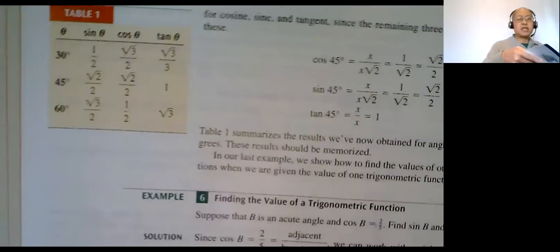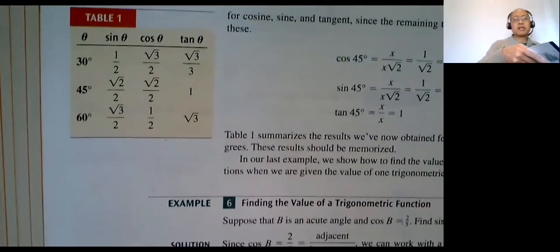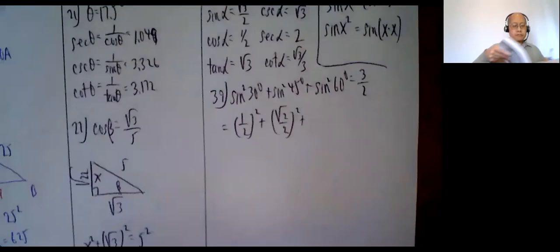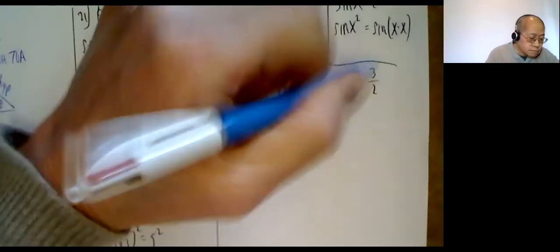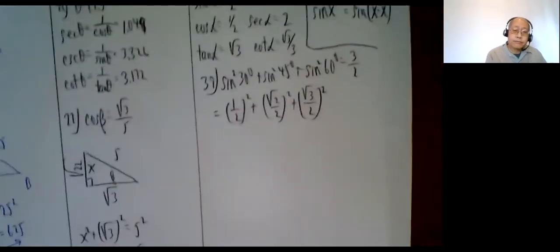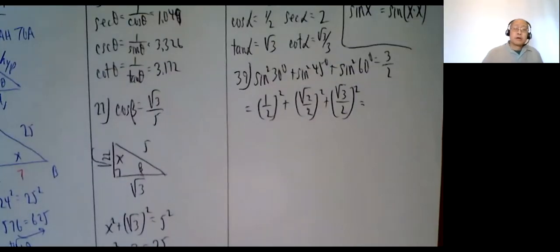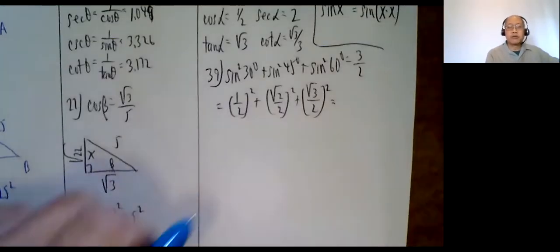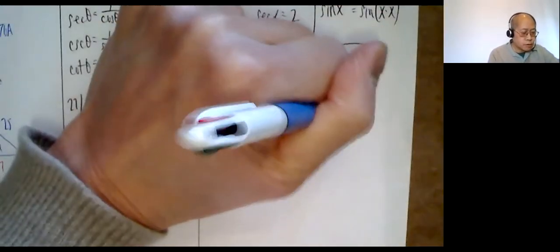Sine squared of 60 degrees. Sine of 60 degrees is radical 3/2. Okay, work that out. 1/2 times 1/2 is 1/4.